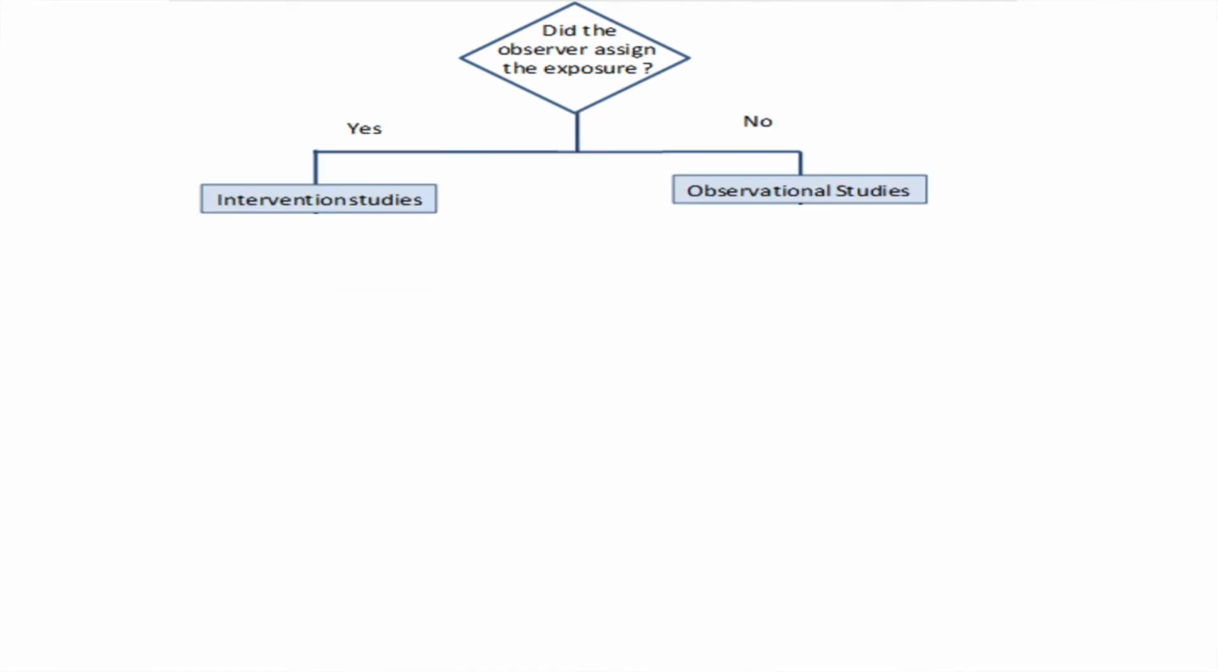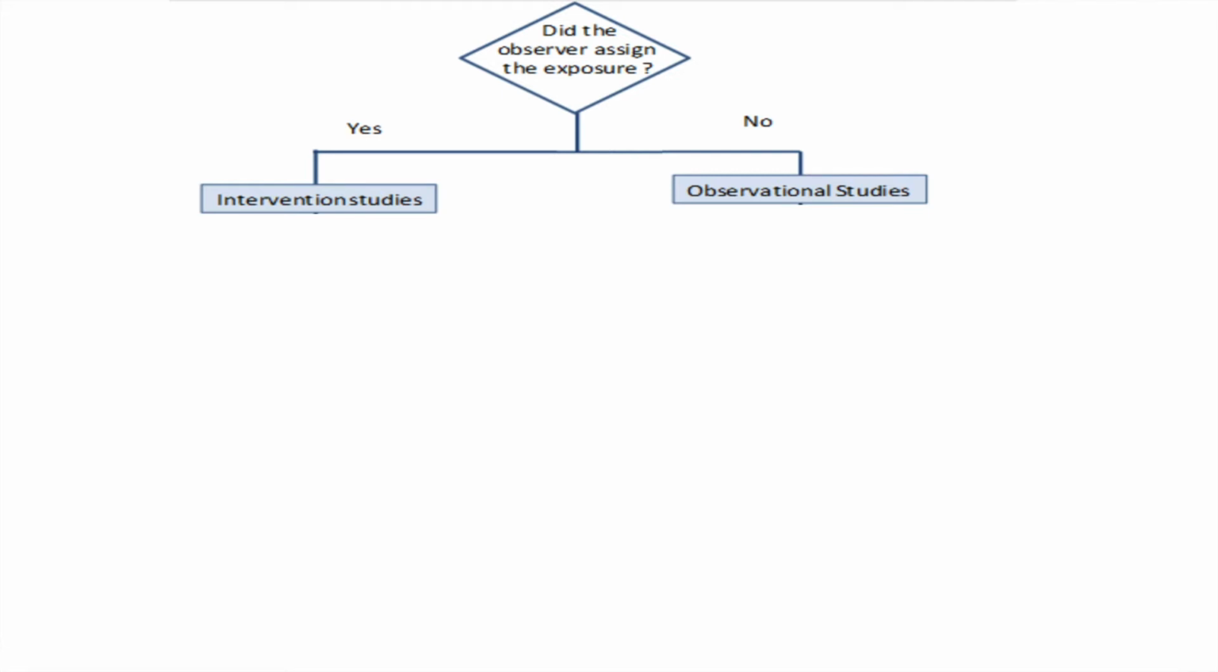So when we read an article, we always start by asking, did the observer assign an exposure? So we have two possibilities. If yes, there was an assigned exposure, then this is an interventional study, whatever exposure it is. For example, if I say this group would get this medication versus the other group who will not, this is an interventional study.